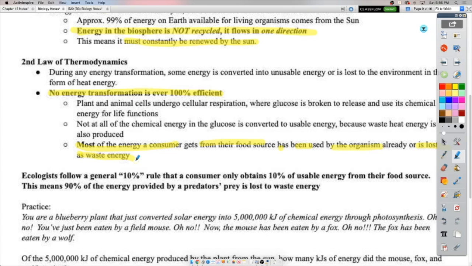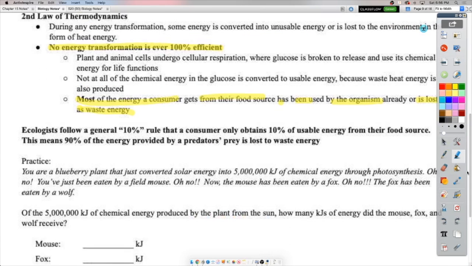Like I said, actually the main thing your food does is keep you warm. That's where most of your energy goes. So ecologists follow a general 10% rule: a consumer only obtains 10% of the usable energy from their food source, which means 90% of it is lost as waste energy.